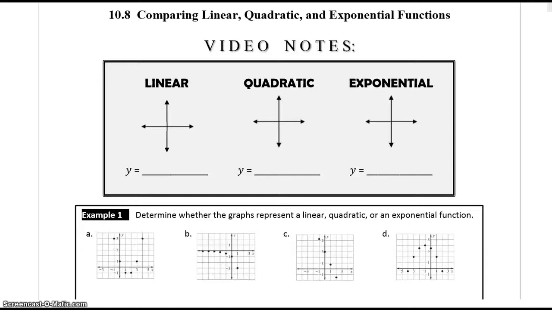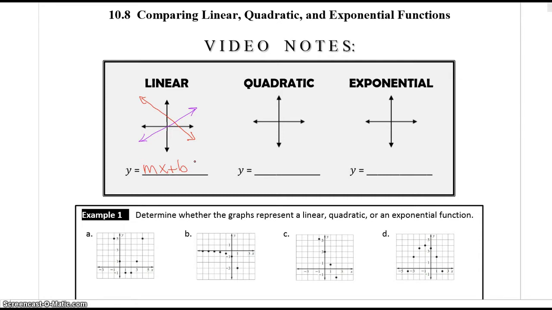Section 10.8 compares linear, quadratic, and exponential functions. So first let's talk about what a linear function looks like. A linear function is just a line. It can have a positive slope or it can have a negative slope. It can go up or down. And the general formula for a linear function is y equals mx plus b.